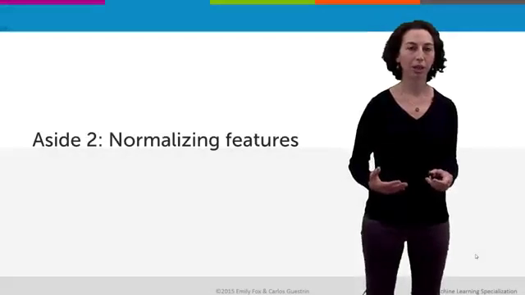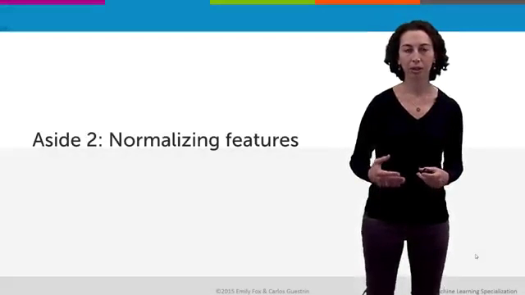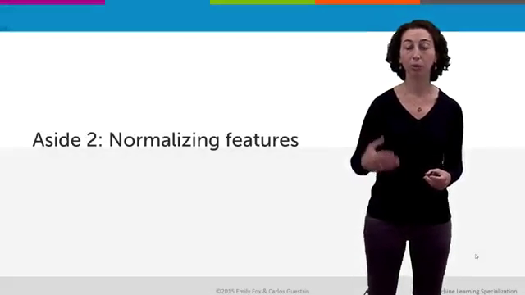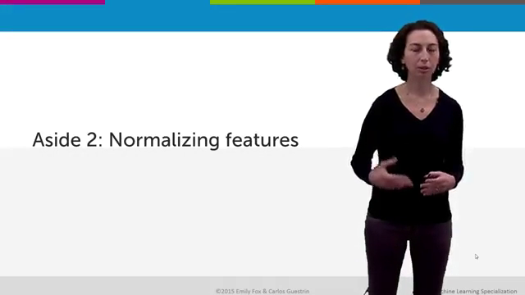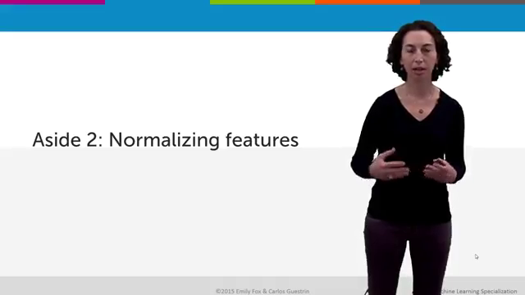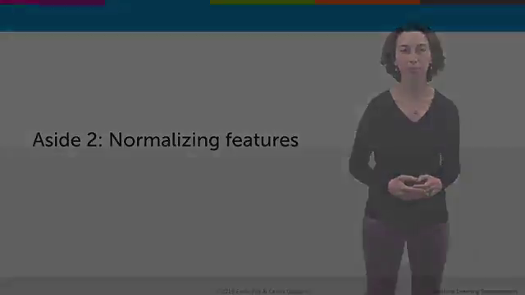Well, our presentation of coordinate descent for lasso is really simplified if we think about normalizing our features. And this is also a practically important concept. So let's take a few minutes to discuss this idea of normalizing features.